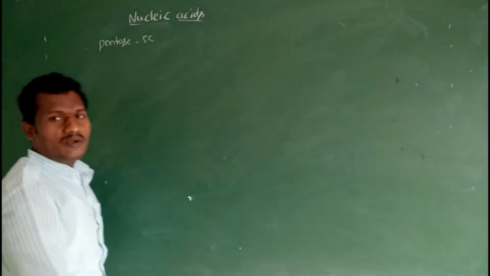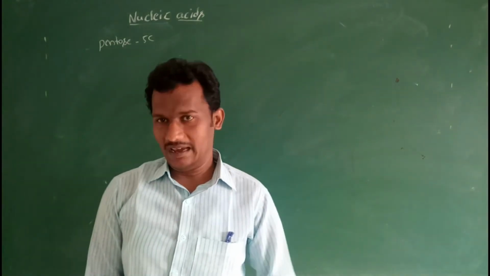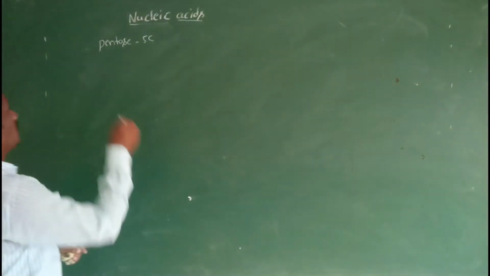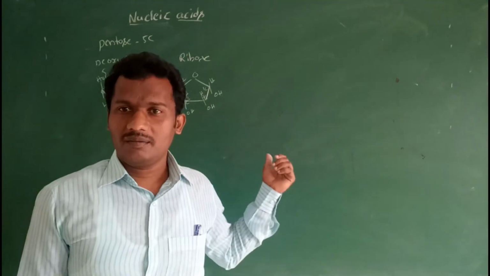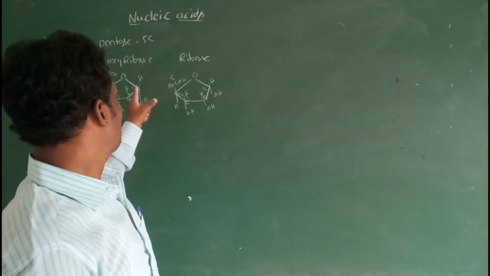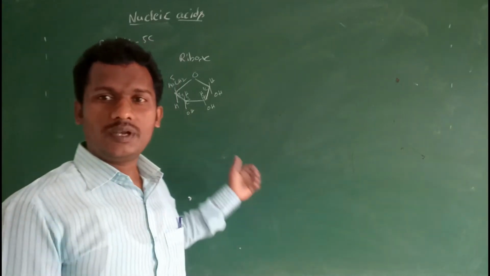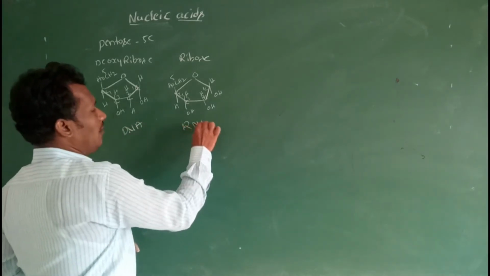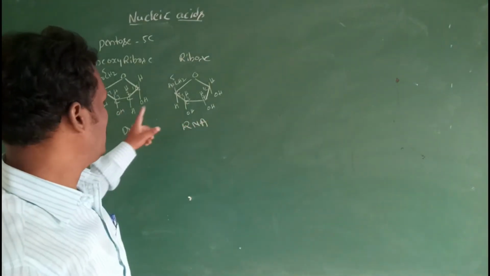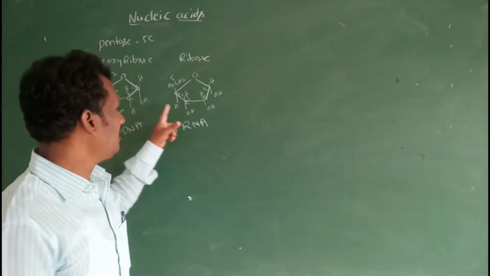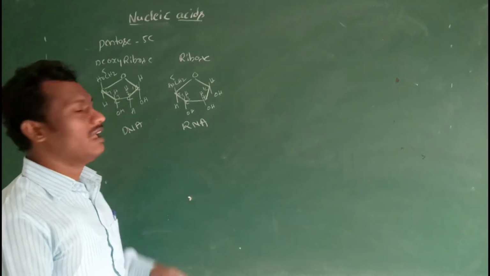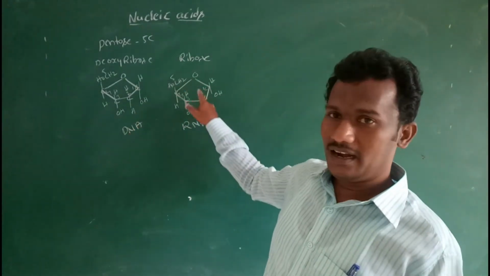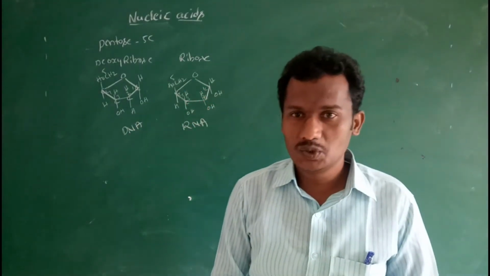It is a 5-carbon simple sugar, a monosaccharide. This sugar is of 2 types, deoxyribose sugar and ribose sugar. Deoxyribose sugar is present in DNA, ribose sugar in RNA. The main difference between them is at the second carbon position: in deoxyribose sugar there is a lack of an oxygen atom, that's why it is known as deoxyribose sugar. In ribose sugar, at the second carbon position, an OH group is present.